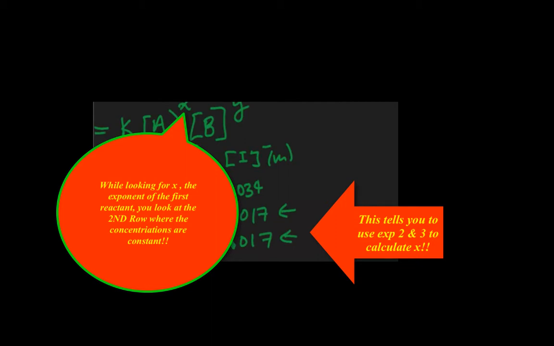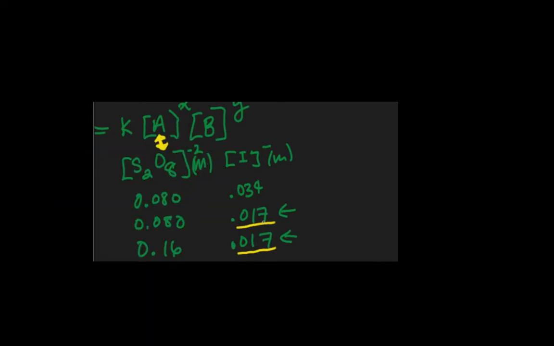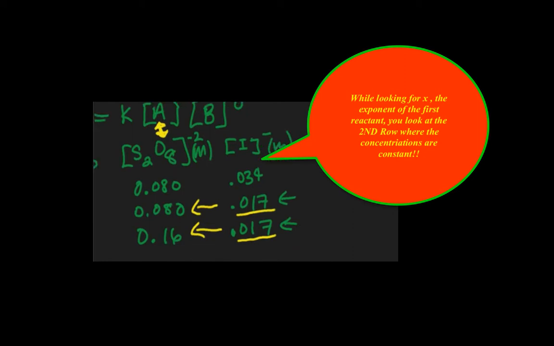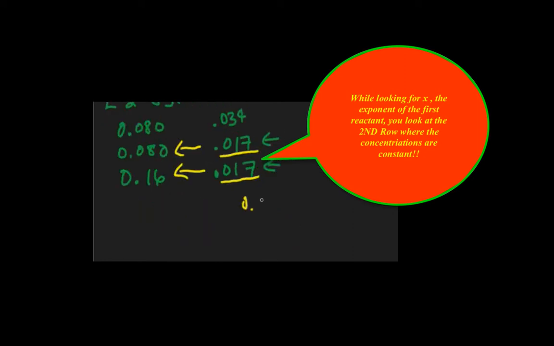So as a result, what we do is we make a ratio of the second and third experiment to try to find out what X is. In this case, A is going to be constant as these stay the same. You see how this 0.17 is the same in experiment 2 and in experiment 3? That's staying constant. It's remaining the same. Anytime it does that, I can go over to the other column, make a ratio of those two rates, or concentrations, sorry.